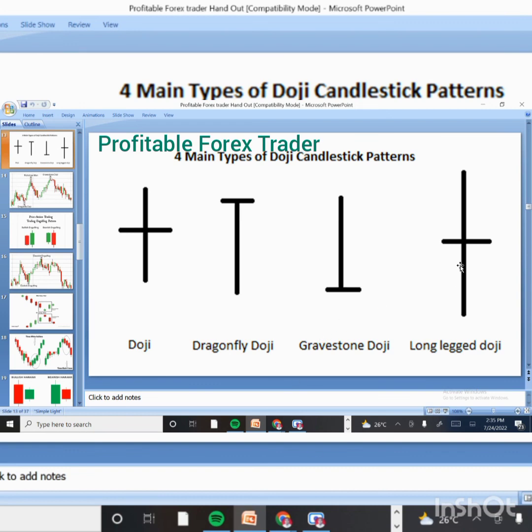Why this long legs doji? It's the same narrative with this doji. It's an indecision candlestick. If it appears on a strong support or strong resistance, reversal is likely to happen. If it appears on a trending market, it could be a continuation of the trend.